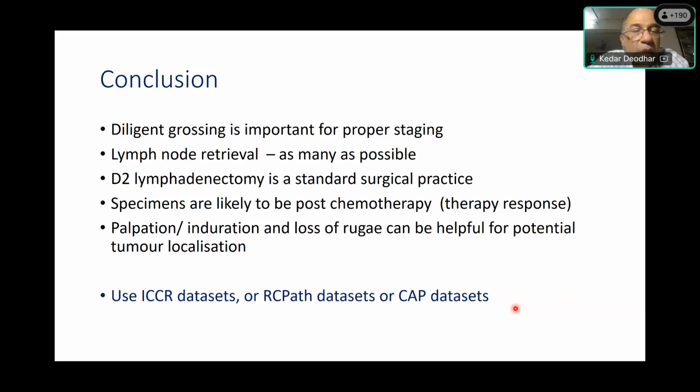For stomach D2 lymphadenectomy, the surgical standard, the specimens are likely to be post chemotherapy, so therapy response grading is to be given. Palpation, induration or loss of rugae I personally have found to be most useful in potential tumor localization. Use data sets, whatever you use; you can devise your own system based on FRCPath, CAP or ICCR data sets.